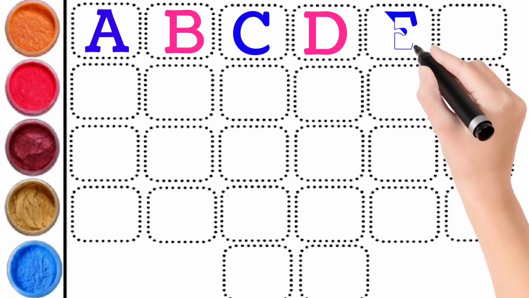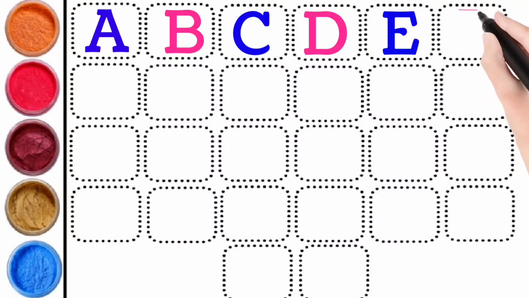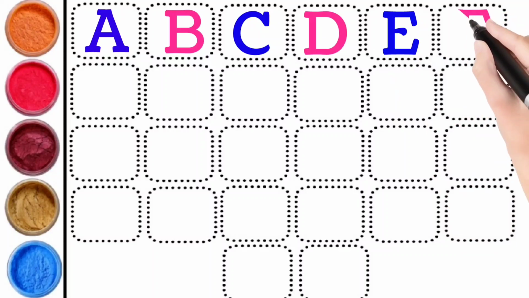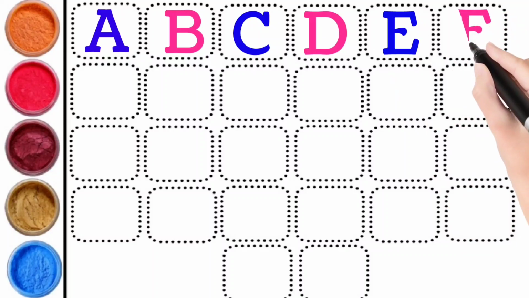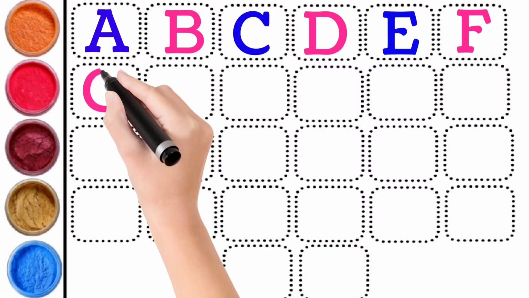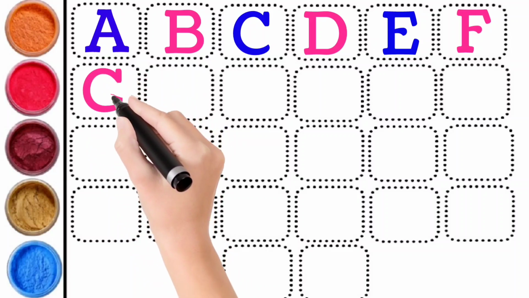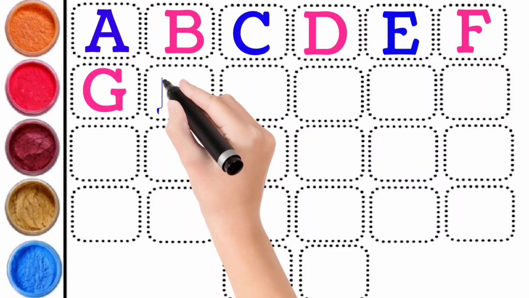E, E for elephant, E for elephant. F, F for fish, F for fish. G, G for goat, G for goat. H, H for hen, H for hen.